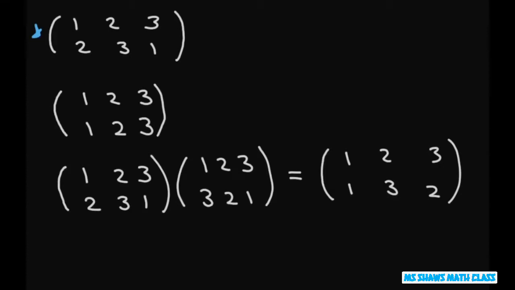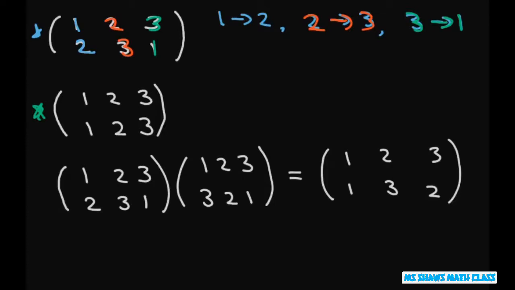Here is a mapping. What it's saying is that 1 maps to 2, then 2 maps to 3, and then 3 maps to 1. So this would be your 1 maps to 2, 2 maps to 3, and then 3 maps to 1. All right. This one right here is called the identity mapping.